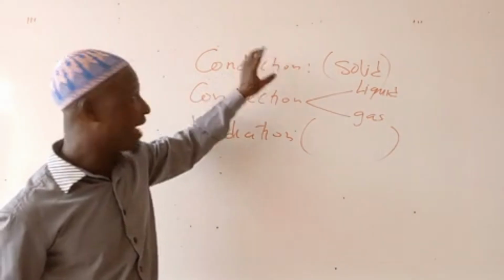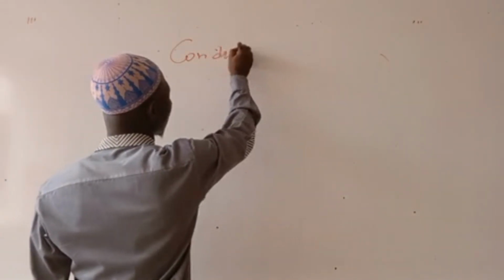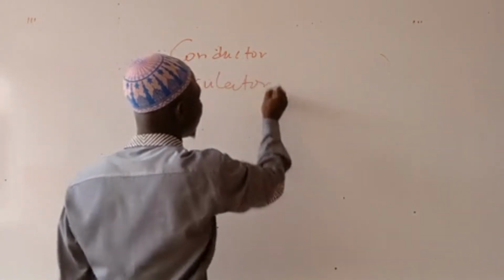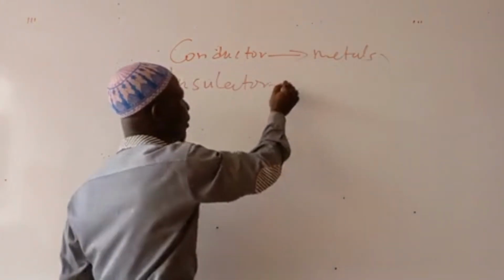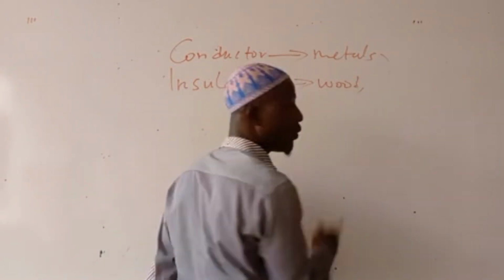Let's go and study conduction alone. A solid material that can conduct heat energy is called a conductor, while those that cannot conduct, we call insulators. Therefore, we divide solid material into two: conductors of heat and insulators of heat. Conductors are generally metals, while wood is part of the insulators, and then we have plastic.